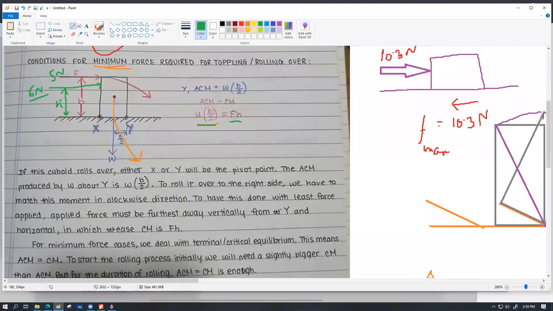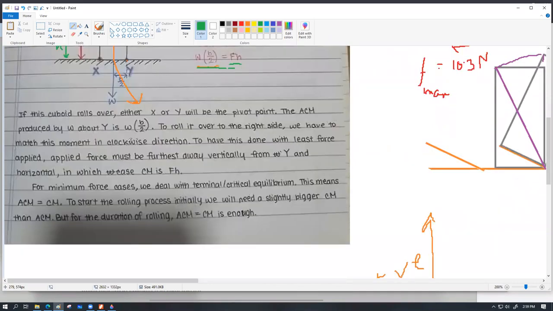So this is the scenario. To get the minimum force, we have to apply the force at the very top level of the object, so that we can roll over the object with the minimum application of force. That's where this equation comes in: W into V by 2 equals F into H. If we can have this, then it's going to roll over. Let's have a look at these two paragraphs, and we might as well call it a day.